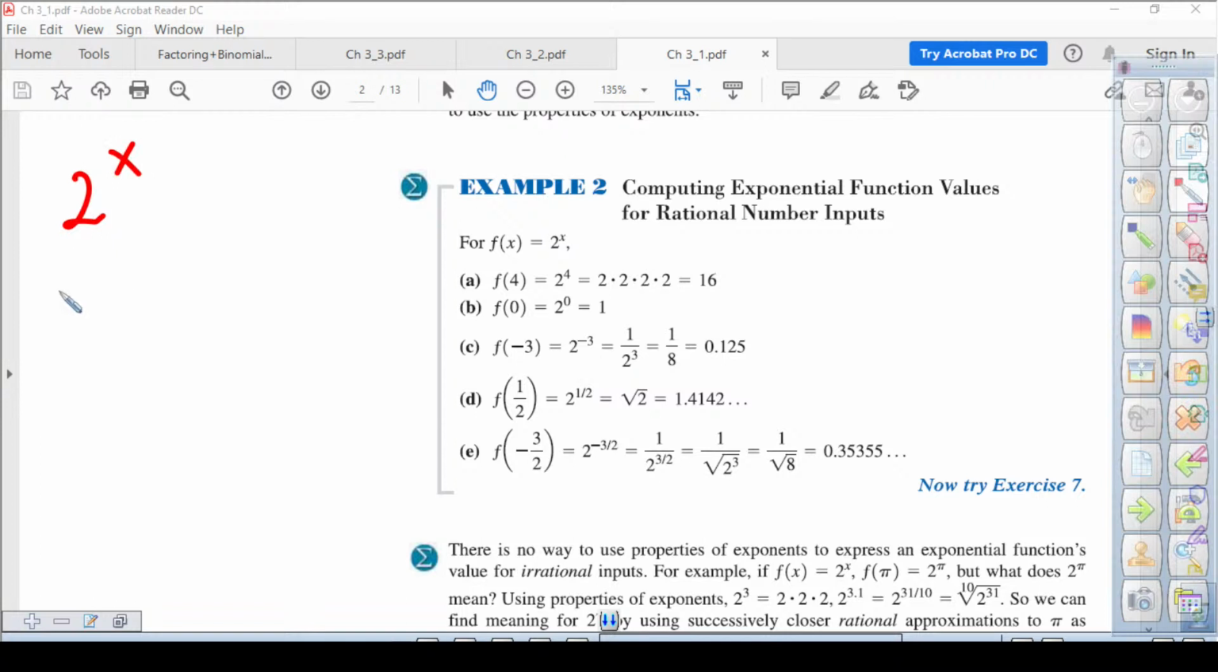If you said this is 2 to the -3, let me choose a different color for that. 2 to the -3, well, again, that's not going to be happy. It's 1/2 to the 3rd, which is 1/8. Okay. Now let's move on to exponents that have fractions in them.